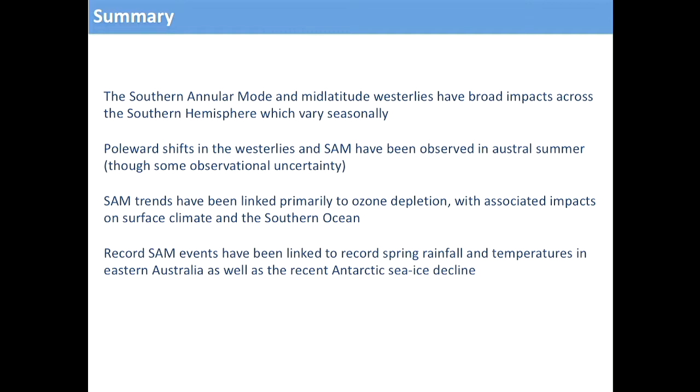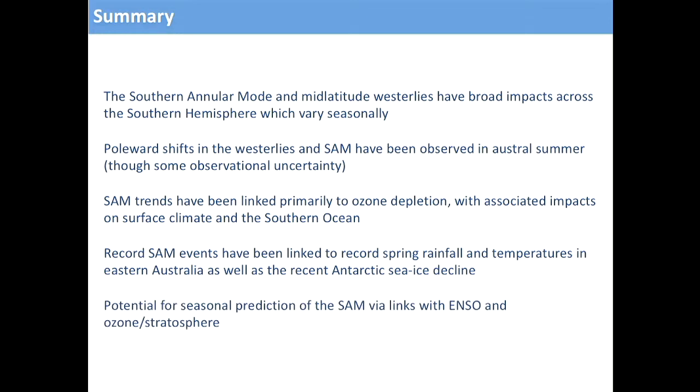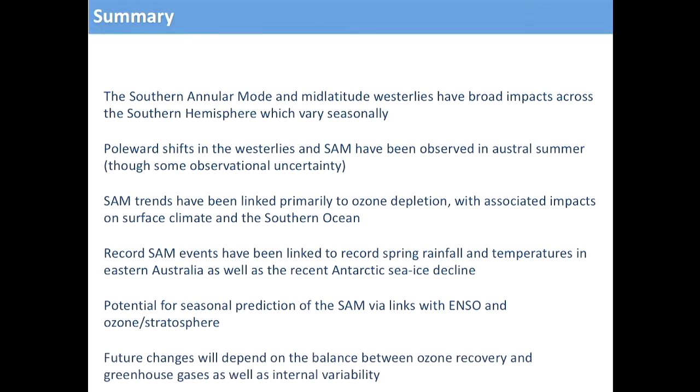And then I finish with some of these record SAM events have been linked to record spring rainfall and temperatures in eastern Australia, as well as the recent Antarctic sea ice decline. And that there is some potential for seasonal prediction of the SAM via links with ENSO and ozone, and then some work in the Bureau of Meteorology looking at stratospheric influence as well to extend that prediction.